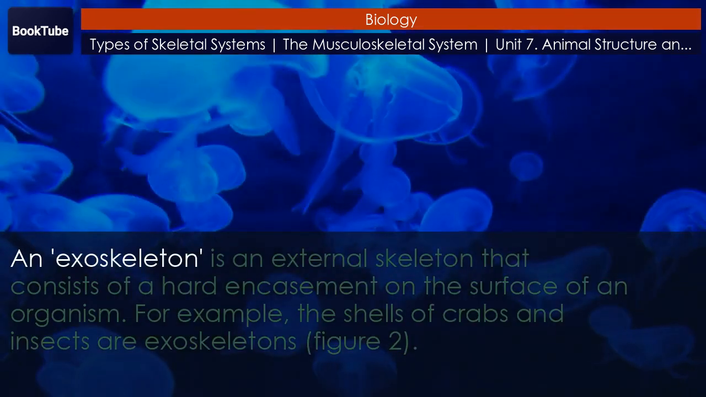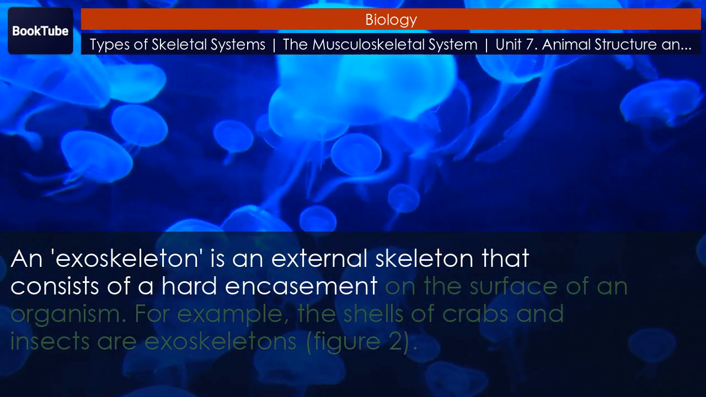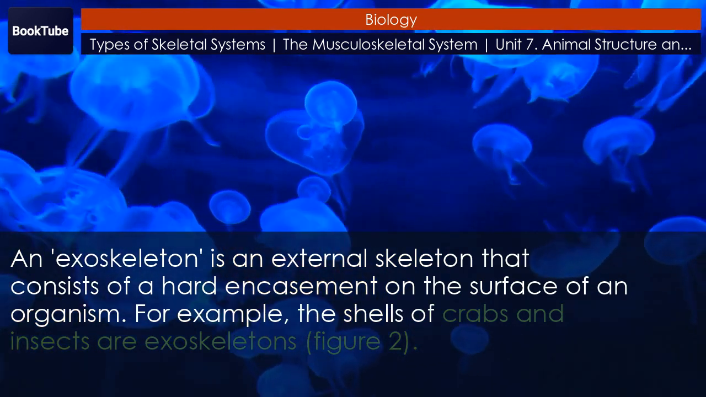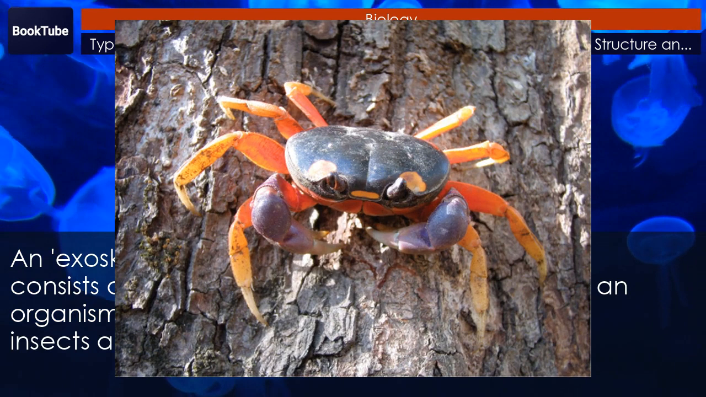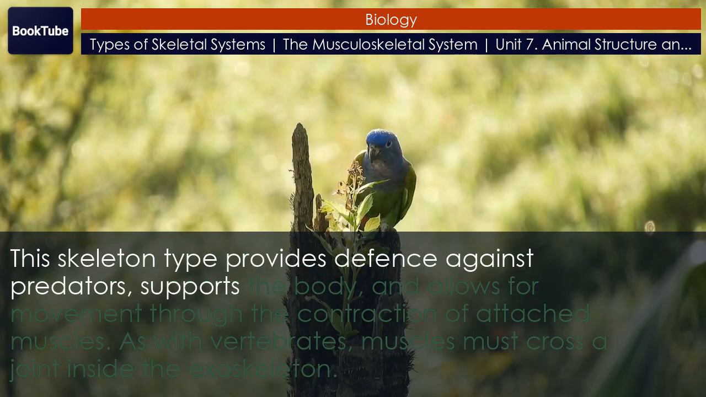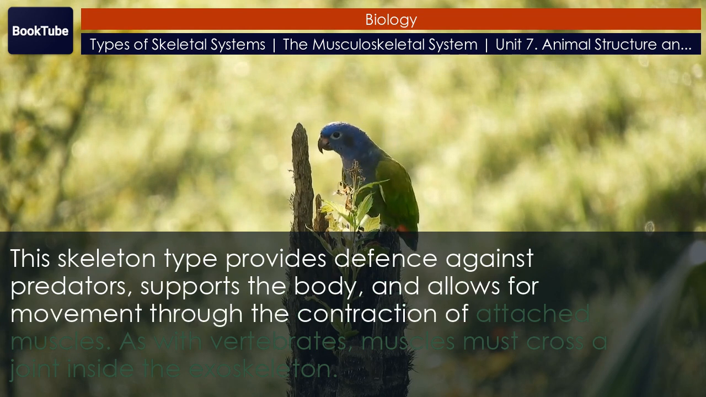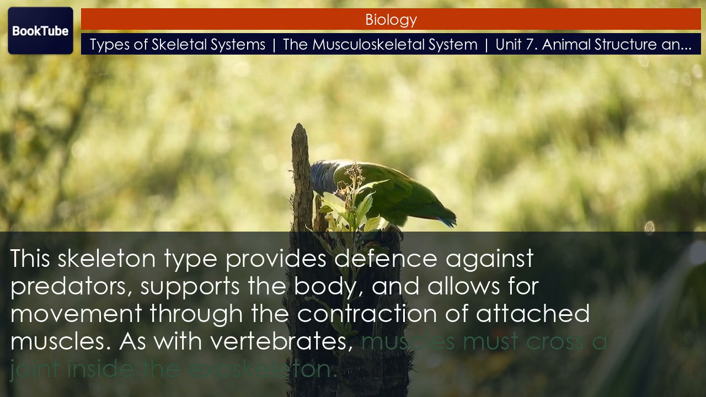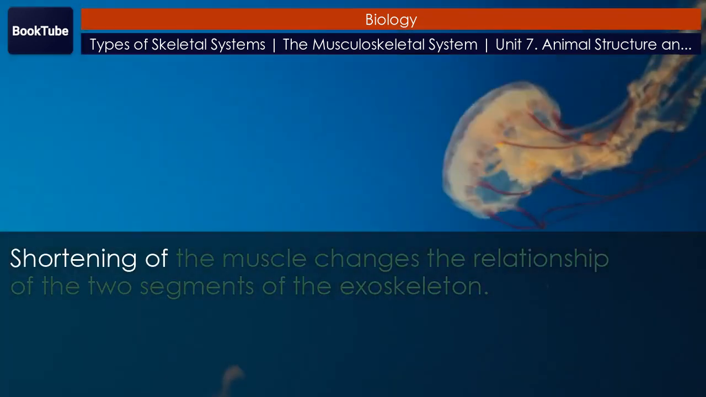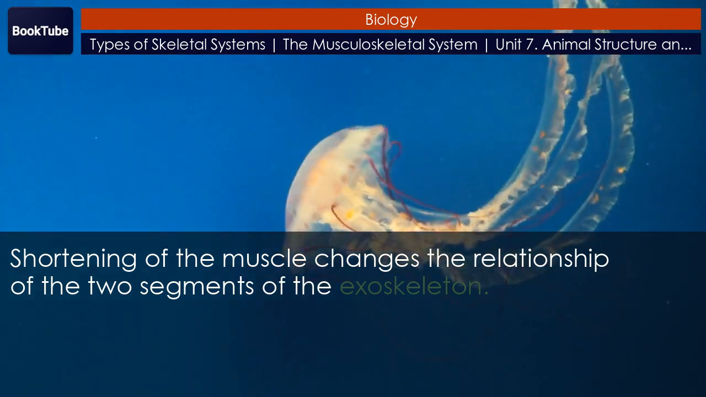Exoskeleton. An exoskeleton is an external skeleton that consists of a hard encasement on the surface of an organism. For example, the shells of crabs and insects are exoskeletons. Figure 2. This skeleton type provides defense against predators, supports the body, and allows for movement through the contraction of attached muscles. As with vertebrates, muscles must cross a joint inside the exoskeleton. Shortening of the muscle changes the relationship of the two segments of the exoskeleton.